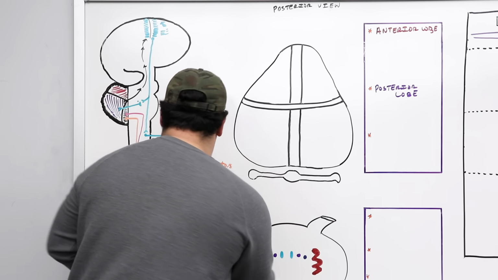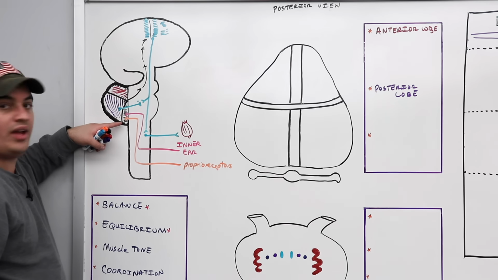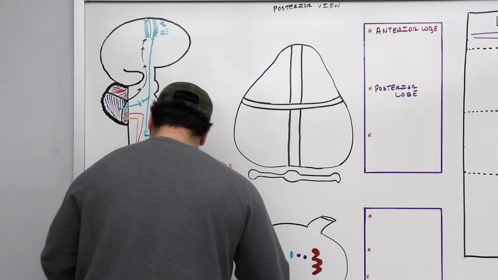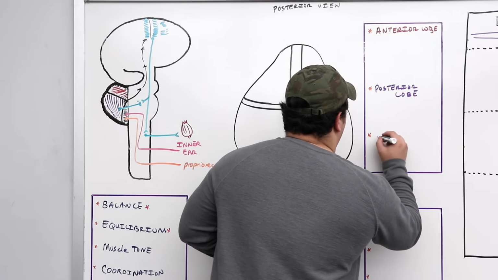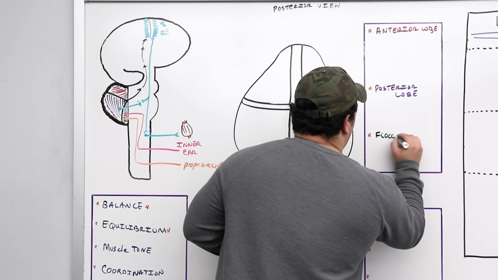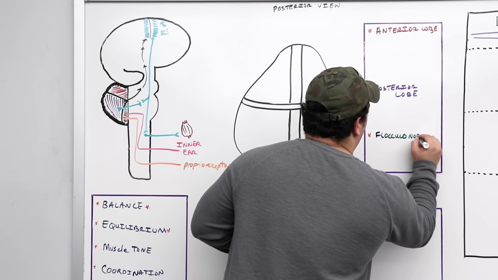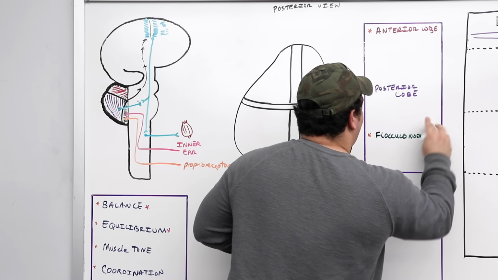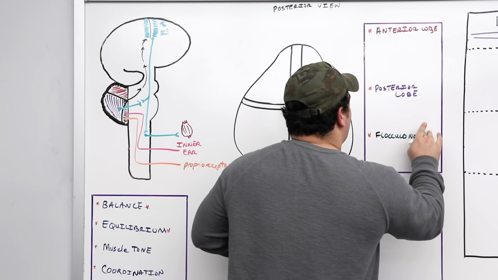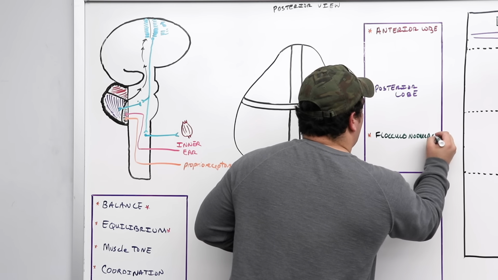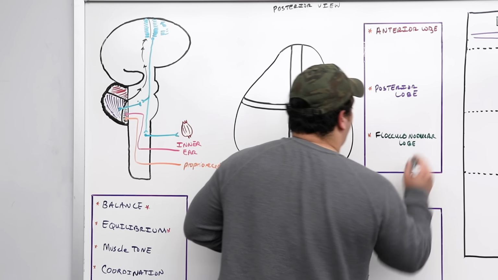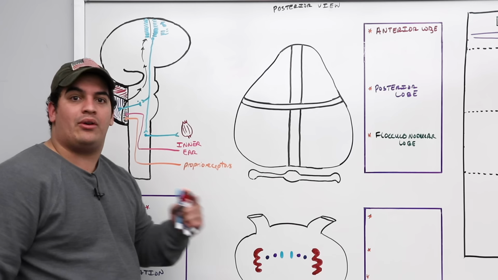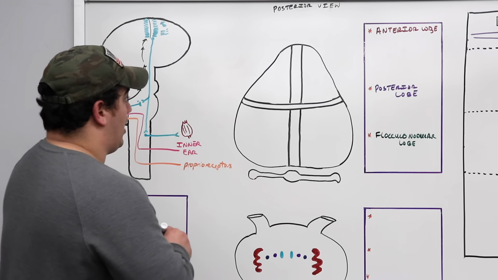And then this last one down here, which is tucked into this little area, this green, that's our flocculonodular lobe. Such an interesting one. You know, the flocculonodular lobe is actually one of the most primitive of all of them. It's also referred to, and we'll talk about it in a second, as the vestibulocerebellum. Also called the archicerebellum. It's a very, very primitive area of the cerebellum.